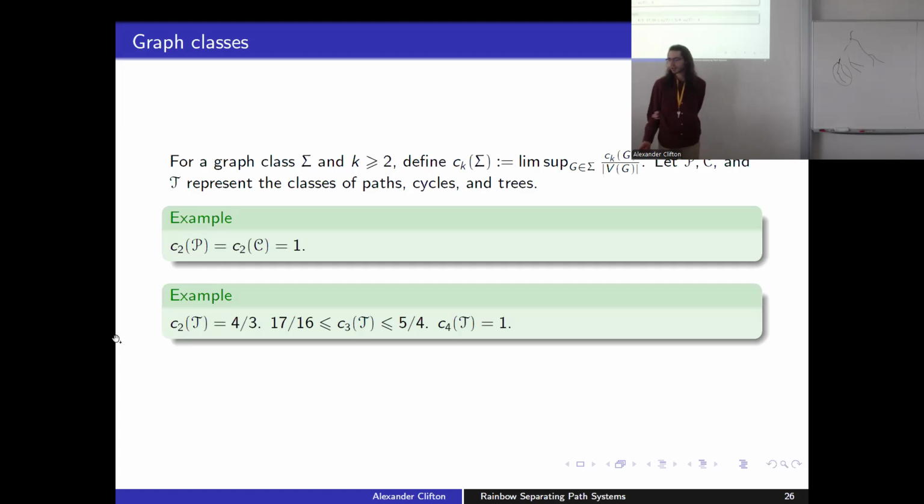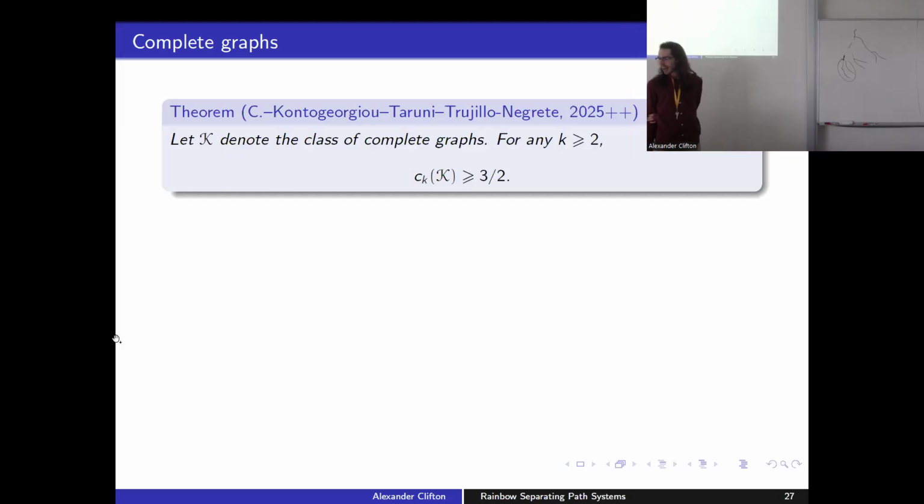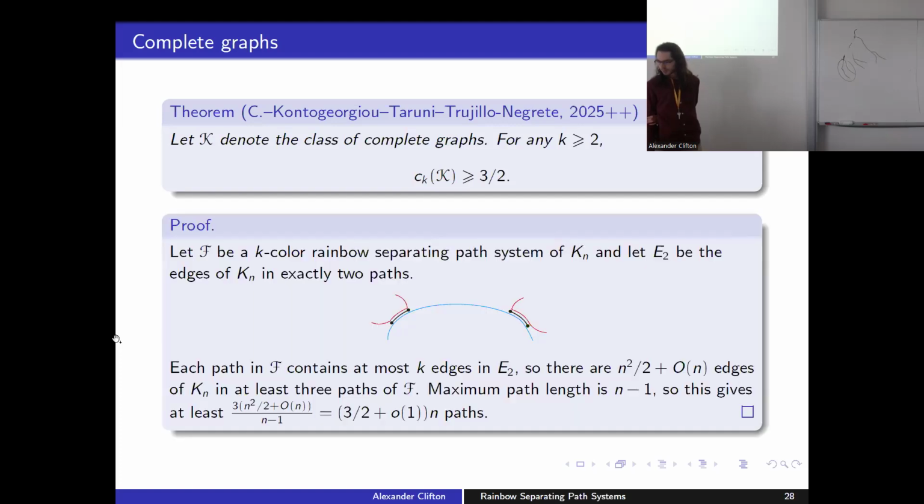To summarize our results for paths and cycles, we see that C2 of P and C is 1. To summarize what I just told you about trees, we see this 4/3, the unknown C3, and then 1 for C4 or for any C5, C6, etc. This I don't think I'll have time to talk about, but actually, I'll go for it. So for complete graphs, we're able to show this lower bound of 3/2, which is essentially saying 3n/2, and I don't care about lower order terms.